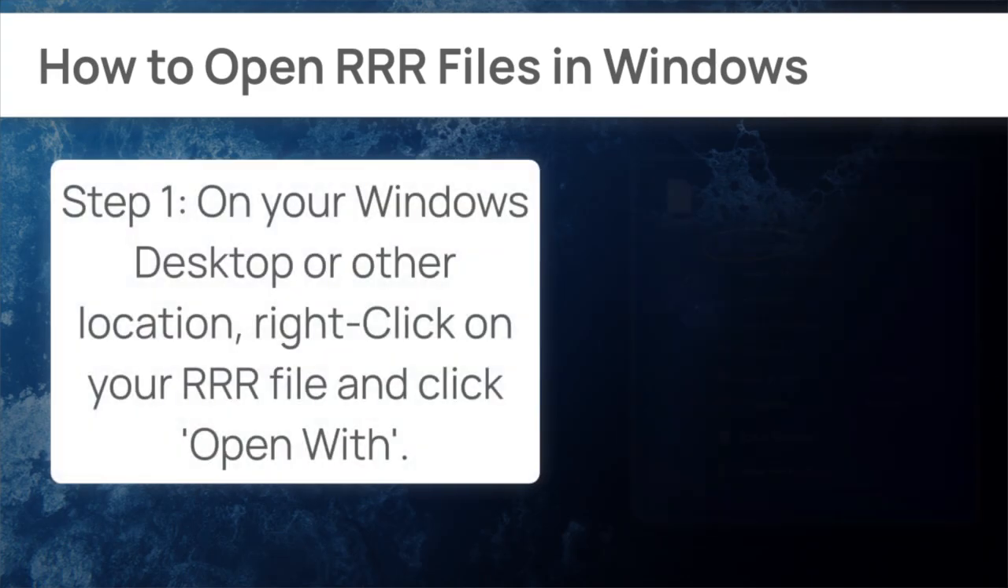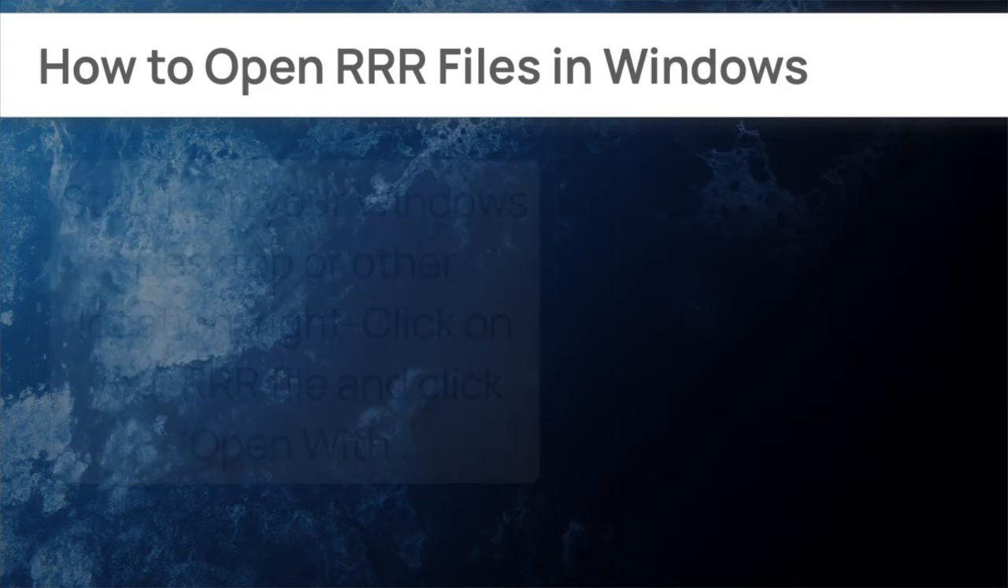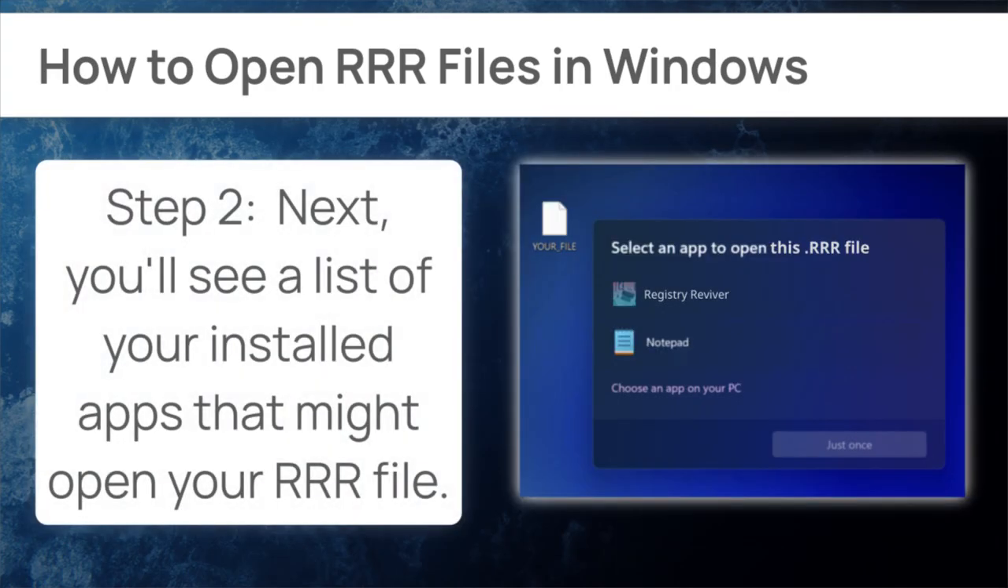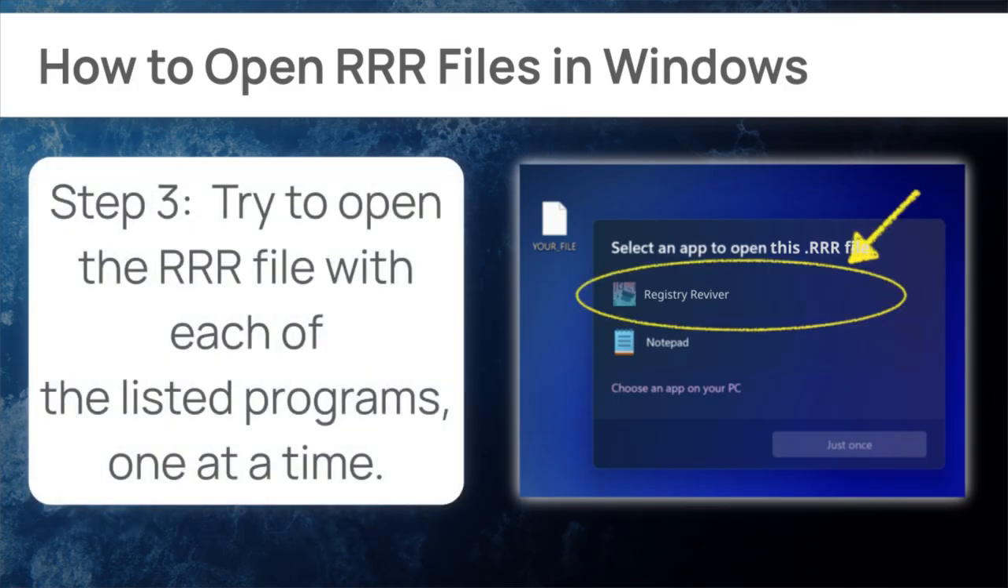Let's find the winning application. Right-click your RRR file and select Open With. If Registry Reviver is there, test it now. If not, grab another application. Testing helps us eliminate common software conflicts.